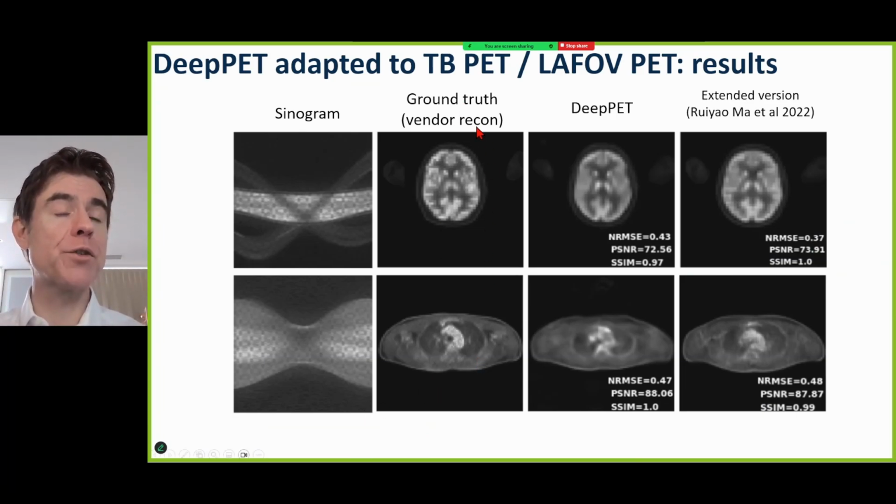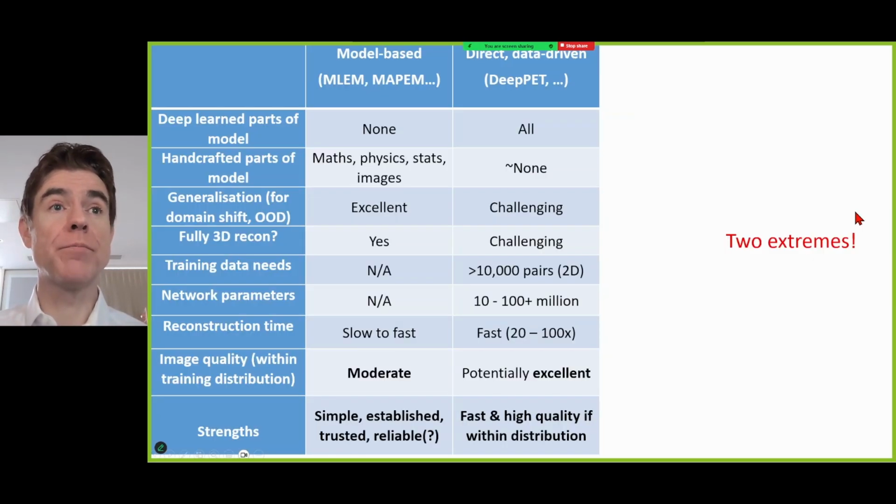This is the vendor-based reconstruction of a couple of different example data sets. This is the Häggström DeepPET method with just that mean square error loss. Pretty shockingly erroneous, I'd have to say, in some places here. And then with their extended version here, you can see they are getting closer to the vendor reconstruction, and they're better than DeepPET, but they're still not quite there yet. So that's a work in progress. The appeal being just a lightning fast reconstruction with all the data corrections built in. That would be the appeal there.